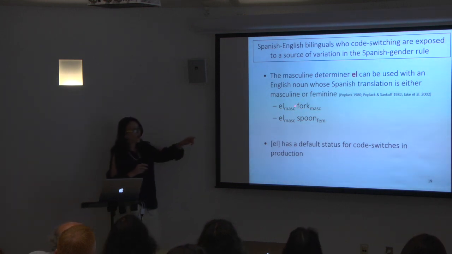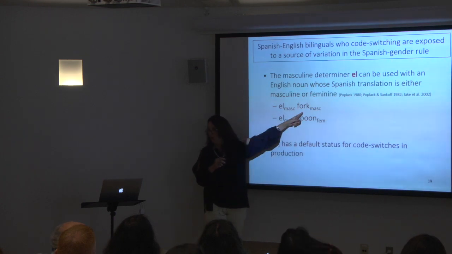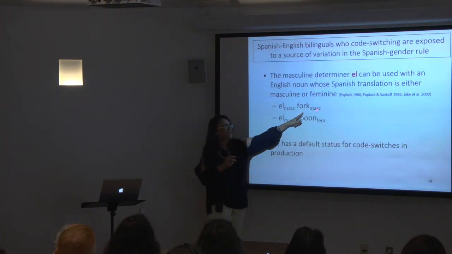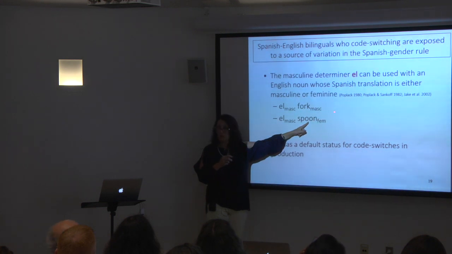And so notice that the translation equivalent for the word fork in Spanish is el tenedor, and so it's a masculine word, whereas the translation equivalent of spoon, la cuchara, is feminine.